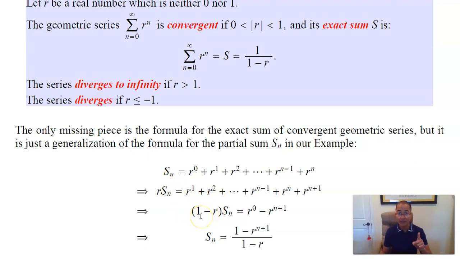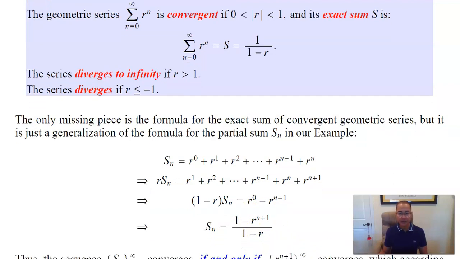There's a 1 there, not a 0. 1 minus r times Sn, and that r to the 0 survives. The minus r to the n plus 1 survives. Looks familiar? We had 1 minus negative 3/5 to the n plus 1 in the workroom. And in the denominator, we had 1 minus negative 3/5. Okay, so when does this have a limit of 0?